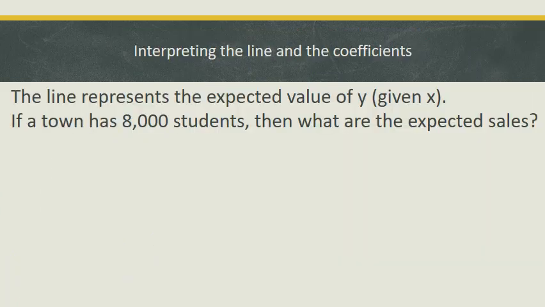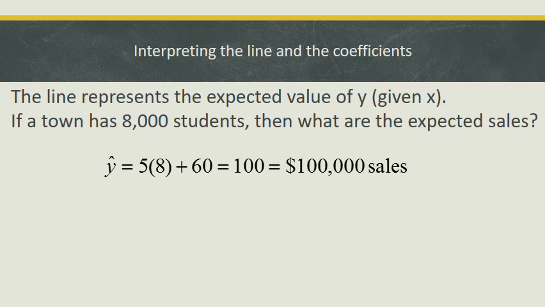The first point to make about the best fit line is that it represents the expected value of y for any given x value. So if we want to find the expected pizza sales in a town with 8,000 students, then we need to plug that x value into the line equation. Just keep in mind that student population is measured in thousands, so 8,000 students is equivalent to an x value of 8. Plug that into the line equation and we get a y value of 100, and since pizza sales are measured in thousands of dollars, this represents $100,000 worth of pizza sales.